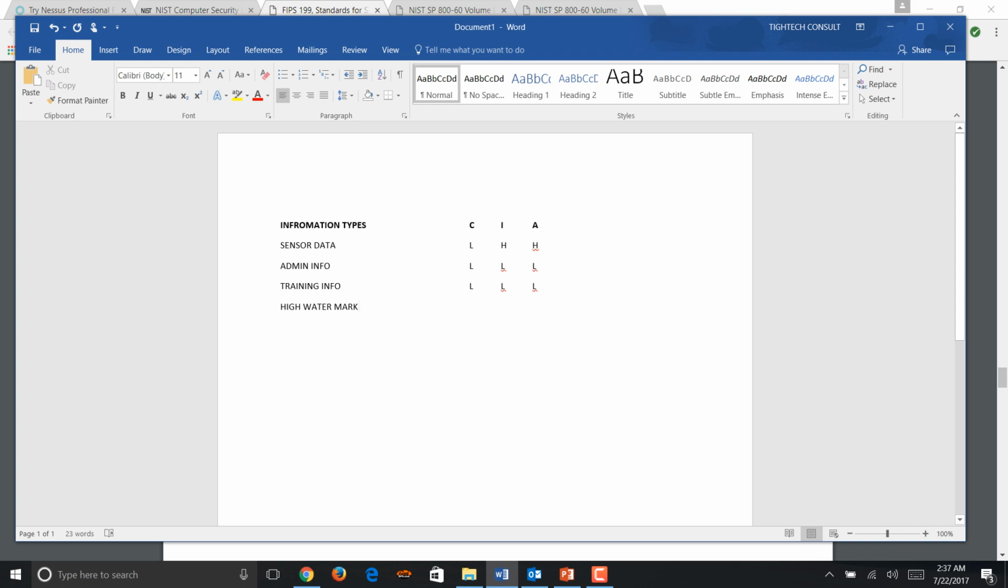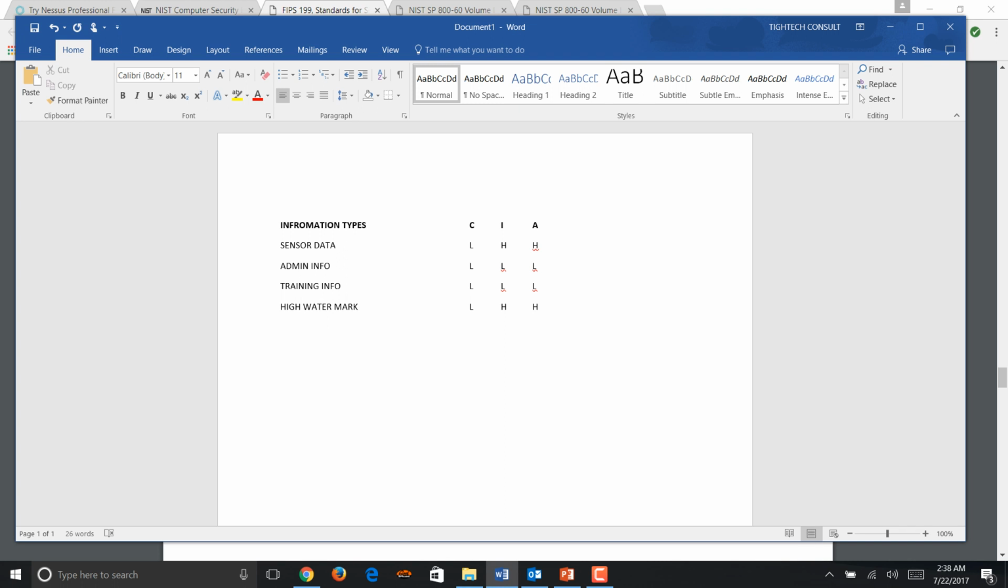So under confidentiality, what is the highest impact value? It's going to be low. Under integrity, what is the highest impact value here? It's going to be high. Under availability, what is the highest impact value here? It's going to be high also.